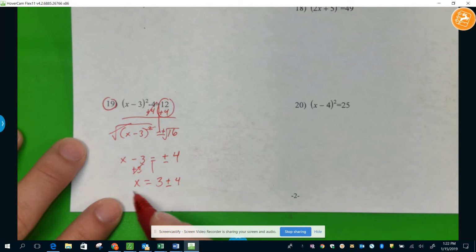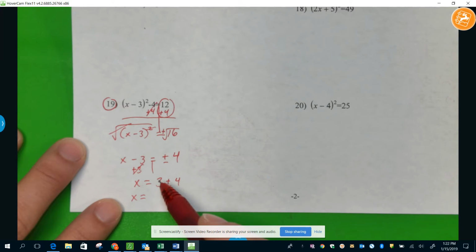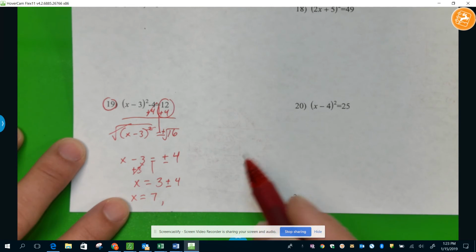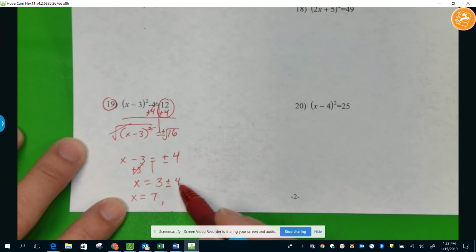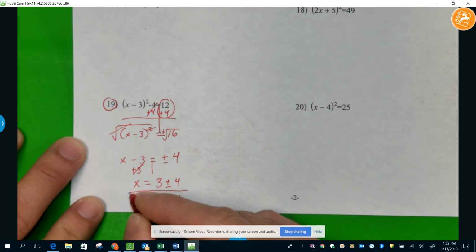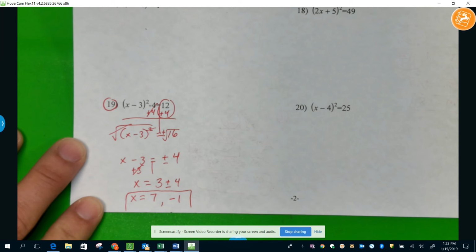I don't want to leave my solution like that. I want to actually simplify it. I want to work it out. Tell me what two numbers x comes out to equal. So x equals, the first one's going to be 3 plus 4, which is 7. The second solution is going to be 3 minus 4, which is negative 1. X equals 7, x equals negative 1.